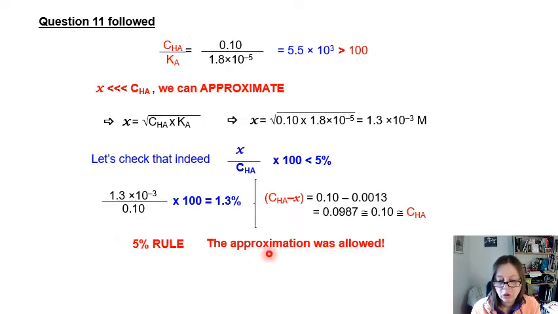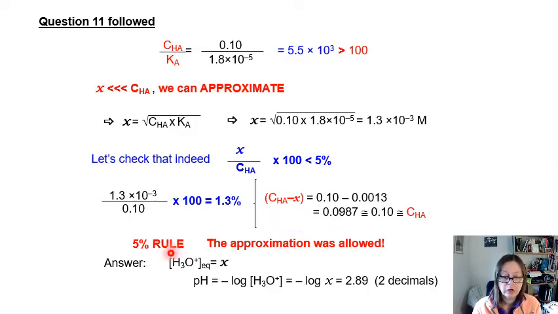The approximation was allowed. So then remember, we have solved for X, but what is X? X is actually the concentration of H3O+ at equilibrium, which is what we're after since we're after the pH. So pH is minus log of X. It's going to be 2.89. We have 2 decimal places because we have 2 sig figs.